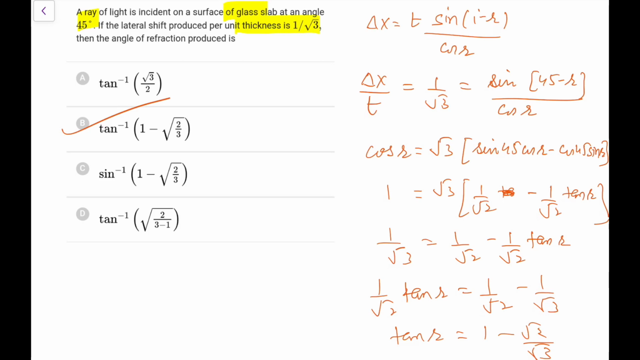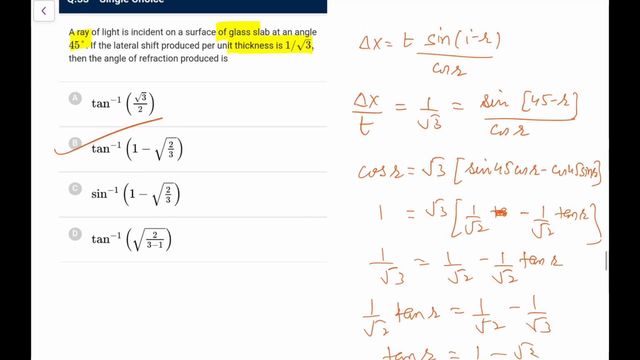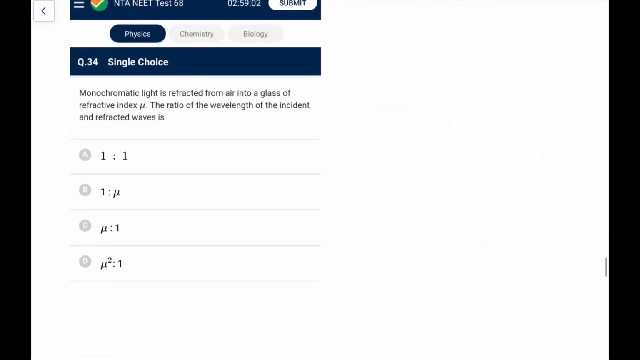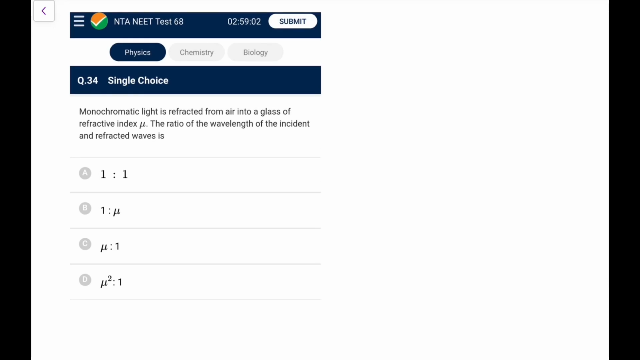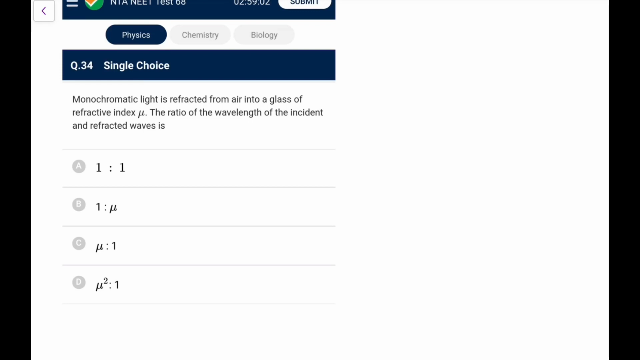So slightly a use of trigonometry that you are not very comfortable with, I know, most of the medical students, but this is how the question is. Next, monochromatic light is refracted from air into a glass. Okay, the ratio of the wavelength of the, so what we know, whenever medium changes, frequency remains the same, so the ratio of lambda 1 by lambda 2 is the same as speed 1 by speed 2.